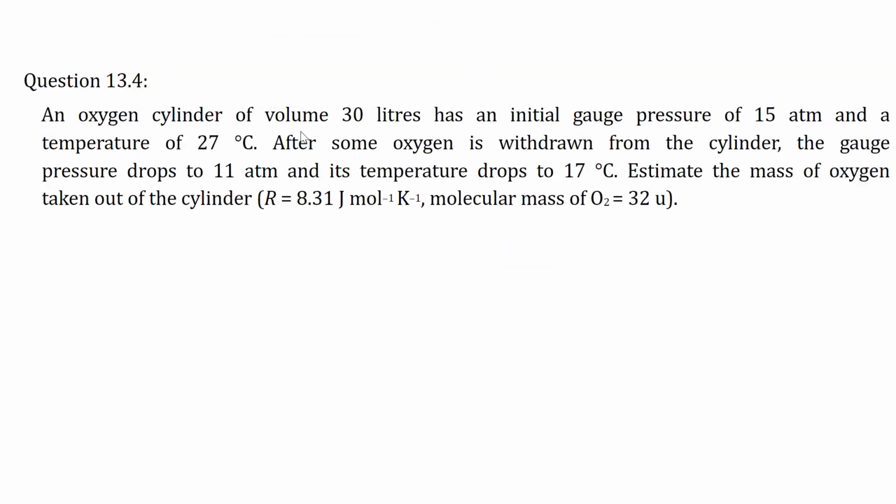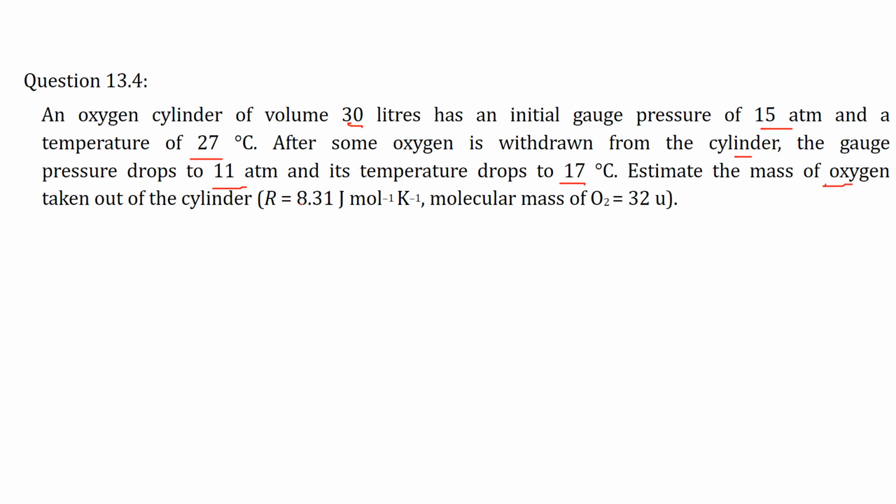An oxygen cylinder of volume 30 liters has an initial gauge pressure of 15 atmosphere and a temperature of 27 degrees centigrade. After some oxygen is withdrawn from the cylinder, the gauge pressure drops to 11 atmosphere and the temperature drops to 17 degrees centigrade. Now we have to estimate the mass of oxygen taken out of the cylinder.